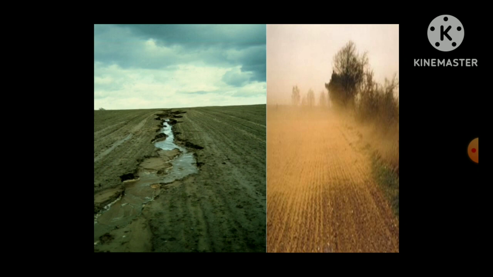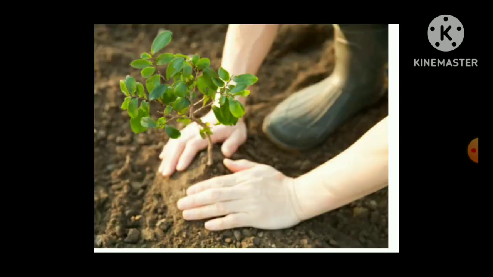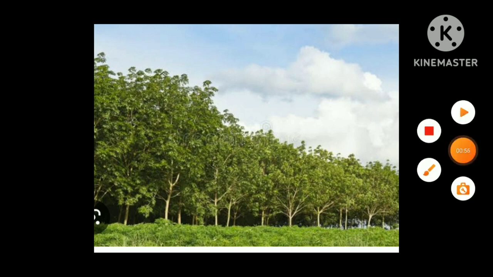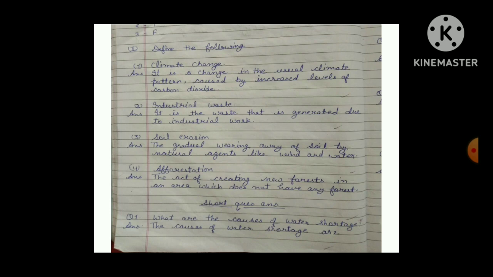Okay students, now next is afforestation. Afforestation means planting of trees. The act of creating new forest in an area which does not have any forest, that is called afforestation. So students, here you can see new plants are planted and a forest is made. Now students, move to the short question answers.